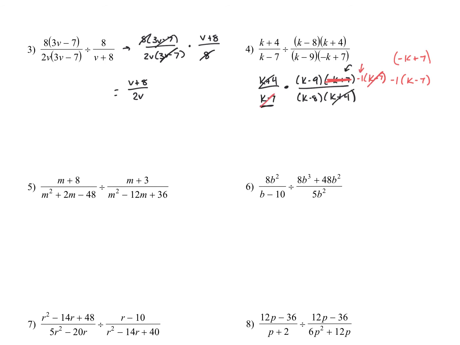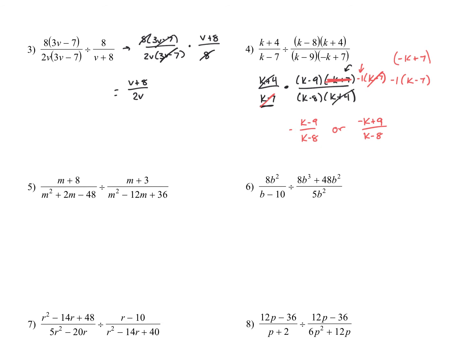All right, don't forget about the negative 1. Nothing else simplifies, so my answer is negative k minus 9 over k minus 8. Or you could write it as negative k plus 9 over k minus 8 if you distributed the negative to the numerator. Either answer is correct.